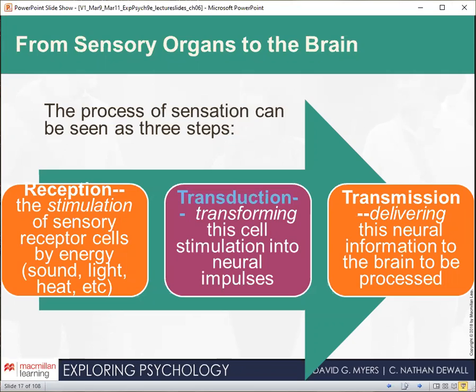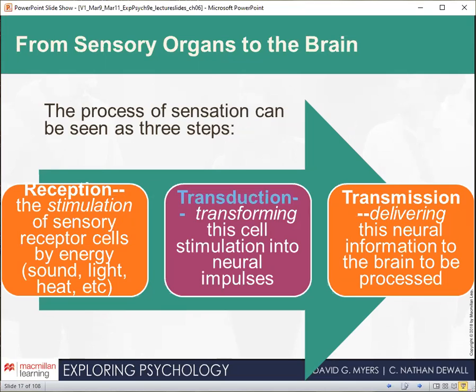So we receive it, the stimulation of sensory receptor cells, by the energy out in the environment. We then transduce it, turn it into something that we can use, and then we must transmit it or deliver it, this neural information, to the brain to be processed. Those are the steps. Receive it from the sensory receptor cells, transduce it so we have neural impulses that we can actually use, and then transmit those neural impulses, usually through the thalamus, to the appropriate areas of the cortex so it can be processed. And we can see what it is that we just looked at. We can hear and understand what was just said to us.